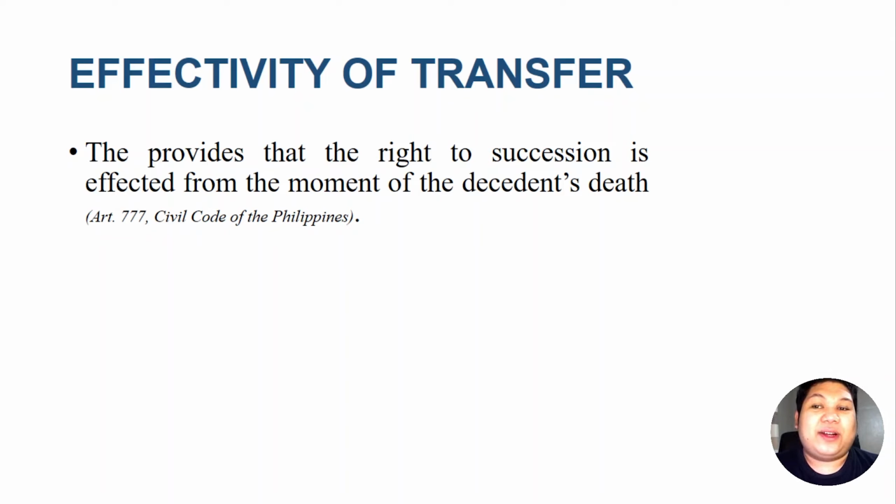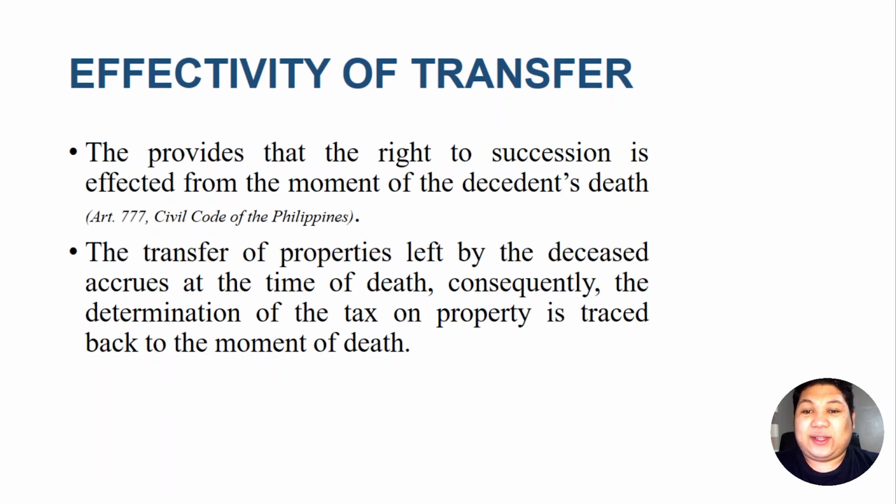So the Civil Code, our law, provides that succession or the right to succeed to claim ownership of the property of a deceased person is effected from the moment of his death. It is also said that the transfer of properties left by the deceased accrues at the time of death. Consequently, the determination of the tax on a property is traced back to the moment of his death. So, since the effectivity of transfer accrues upon the death of the donor, then as a consequence, the estate tax also accrues or is determined back to the moment of the death of the person.